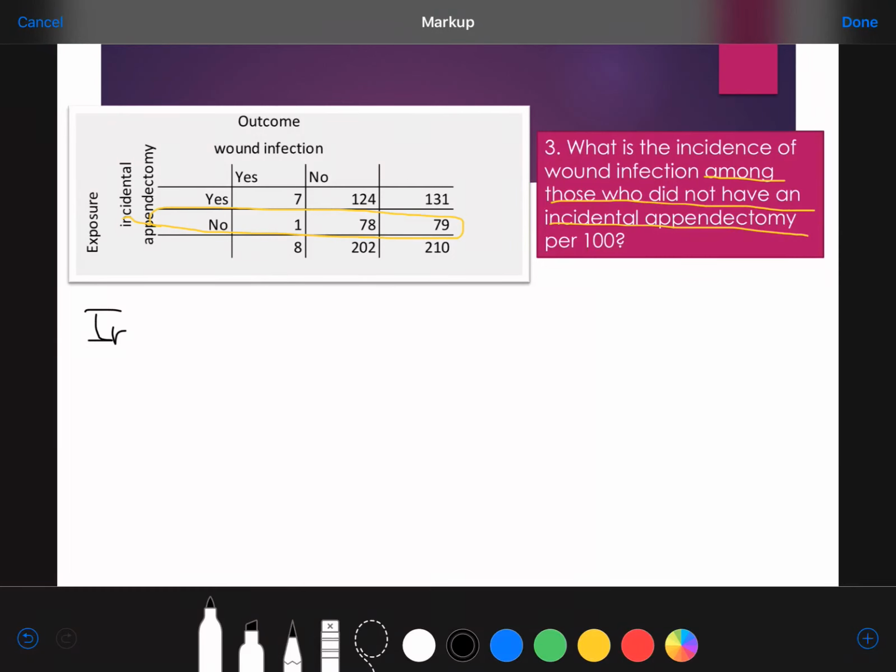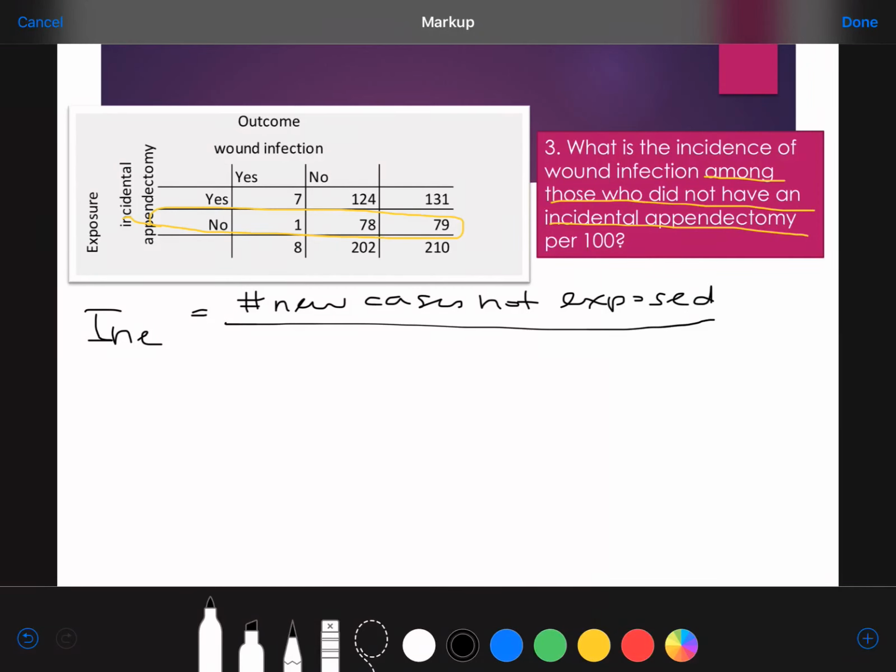So INE, the incidence in the not exposed, is the number of new cases not exposed. So the number of people who got wound infection even though they did not have an incidental appendectomy, over the total non-exposed, which means the total that did not have an incidental appendectomy.